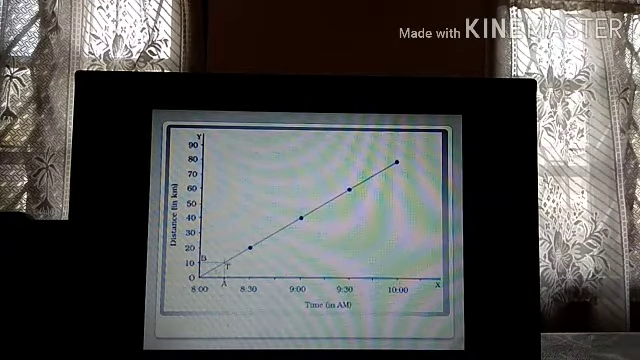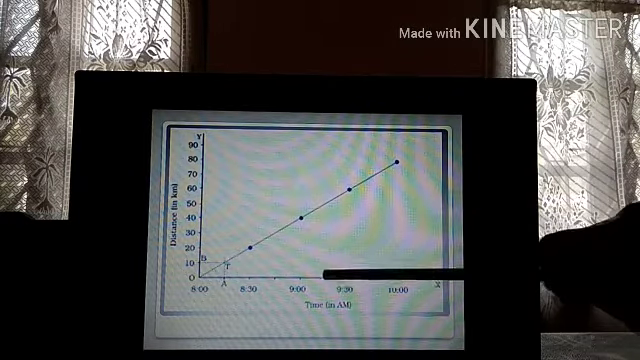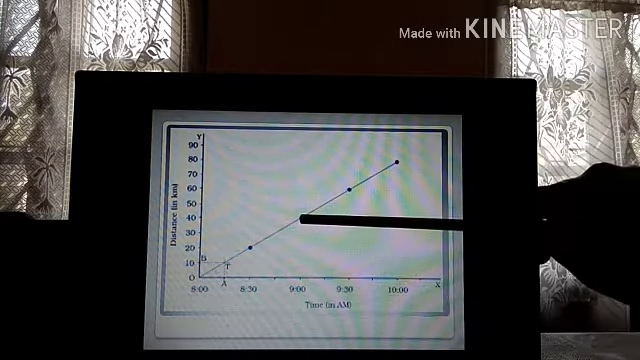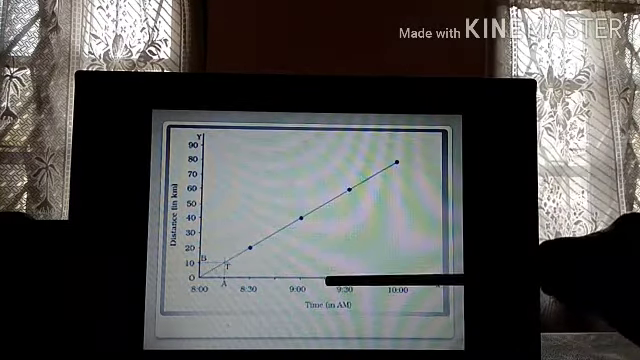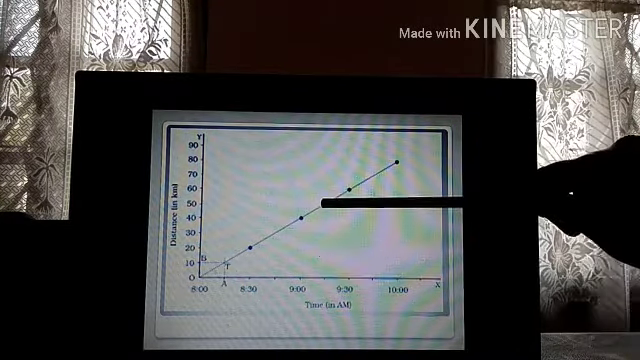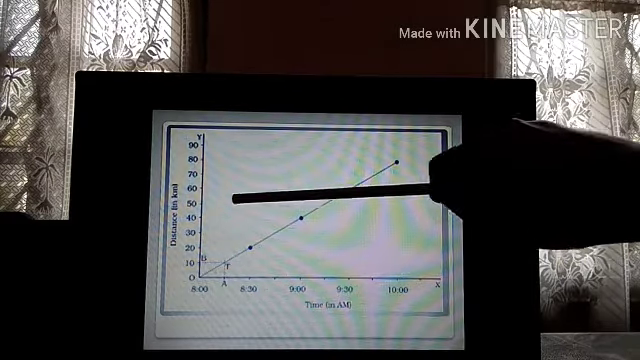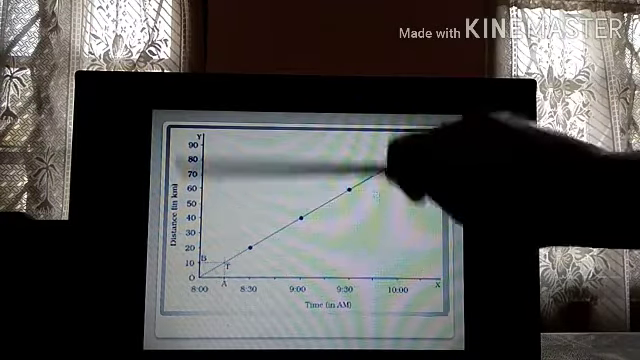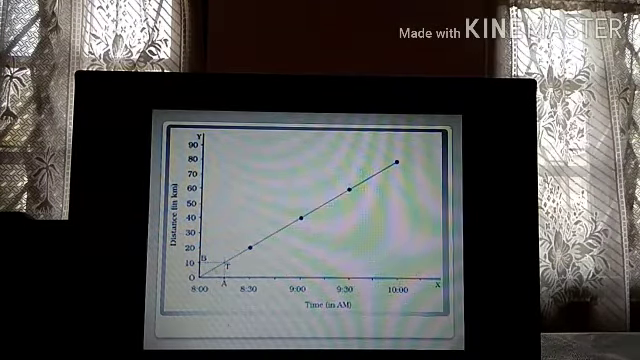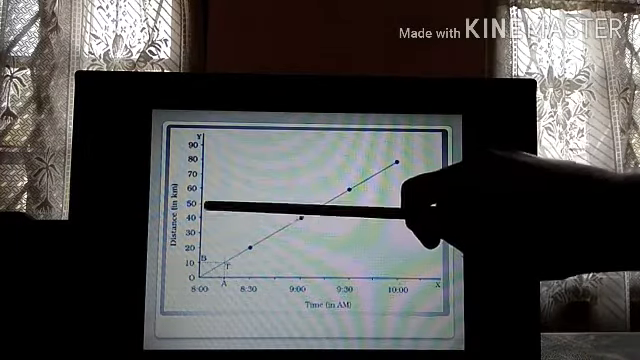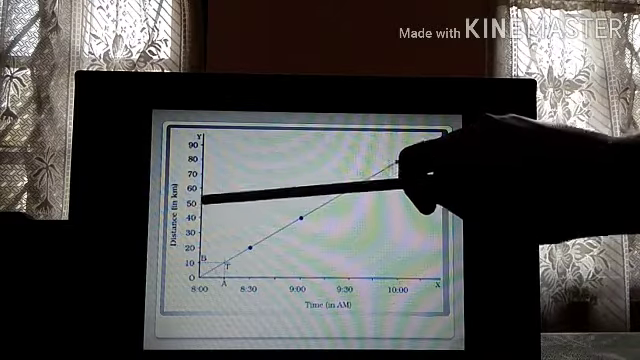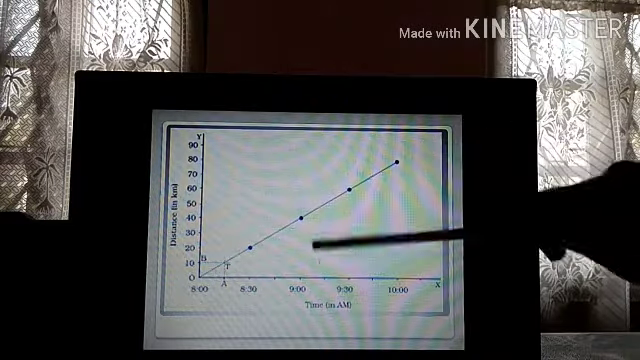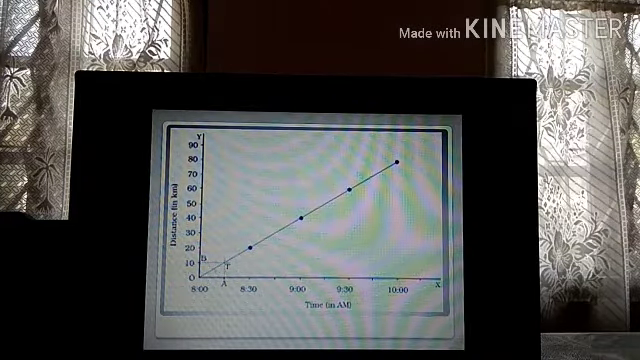Very simple. Suppose you have to find out for 9:15. How will you find out? At 9, the car has traveled 40 kilometer. At 9:30, it has traveled 60 kilometer. So for 9:15, you draw a line like this here, and you draw a line perpendicular here. So it will be 50 kilometer. Very simple. At 9 it has traveled 40, and at 9:30 it has traveled 60, so between 40 and 60 is what? 50. So at 9:15 it will have traveled 50 kilometer. So you can easily find out.